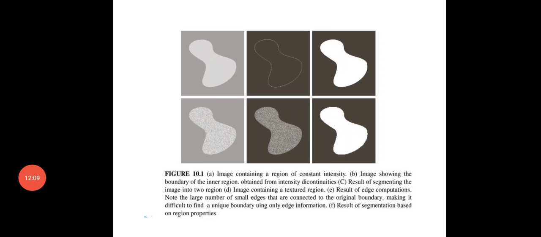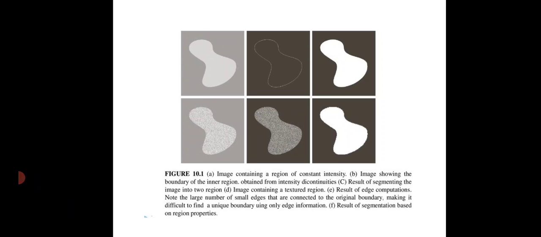The next three images illustrate the region-based segmentation. Figure D is similar to figure A, but the intensity of the inner region forms a texture pattern. Figure E shows the result of computing the edges of these images. Clearly, the numerous spurious changes in intensity make it difficult to identify a unique boundary for the original image because many of the non-zero intensity changes are connected to the boundary. So, edge-based segmentation is not a suitable approach.